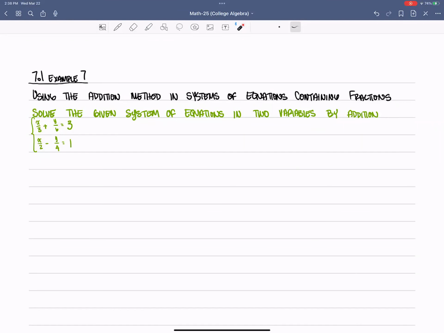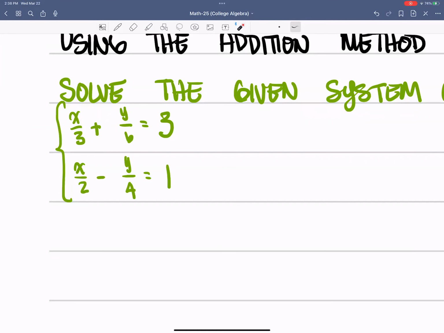Section 7.1, example 7, using the addition method in systems of equations containing fractions. Solve the given system of equations in two variables by addition. So zooming in, it kind of looks a little scary here. We have fractions, but fractions are just going to be like numbers. What we could do is what a previous professor had told me was crush the fractions.